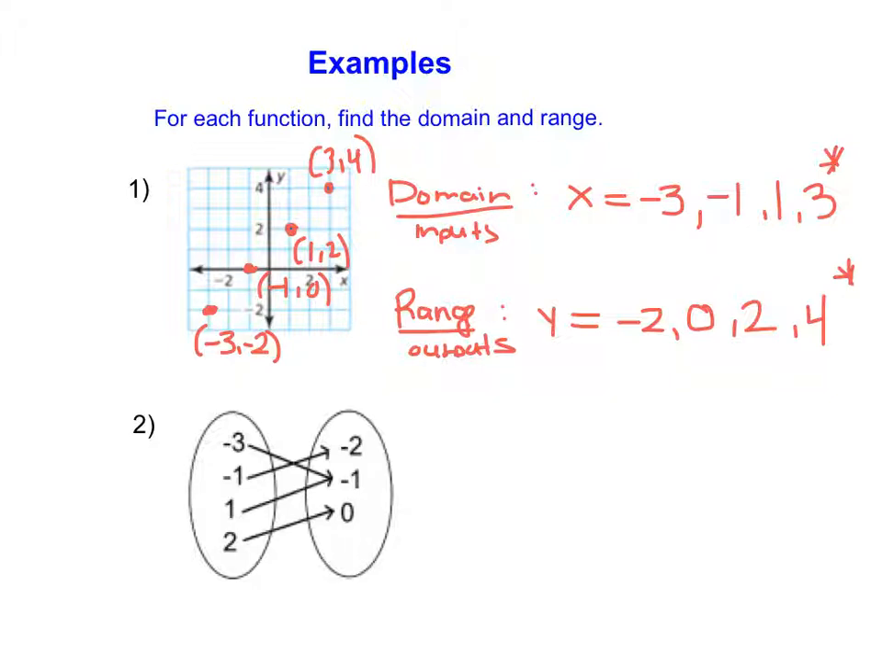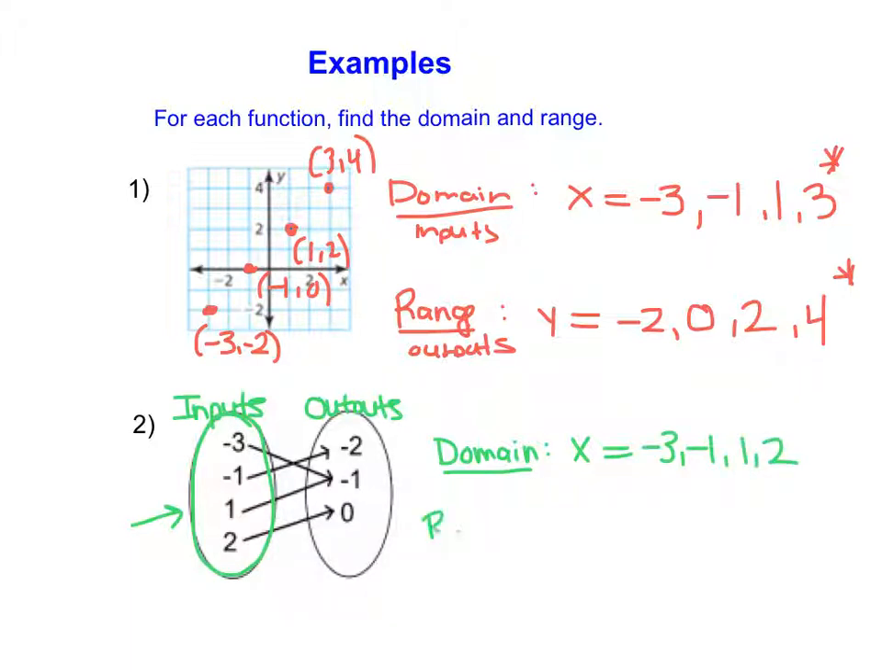Then if I look down here at this second example, what I see is a mapping diagram, and I know that mapping diagrams are arranged with inputs in one oval and outputs in another. So here I see all of my inputs grouped together. So really what this is saying is, okay, my domain is all of the x values inside of this inputs bubble. So that's -3, -1, 1, and 2. My range are all of my output values, or my y values, and they're in this outputs bubble over here, which are the values of -2, -1, and 0.